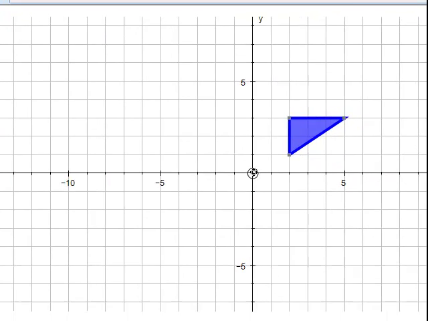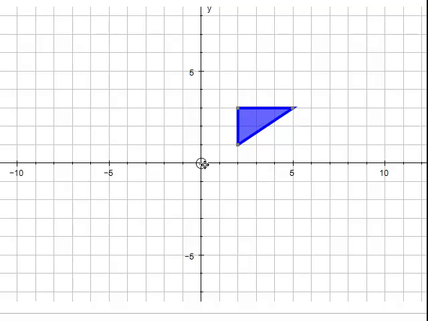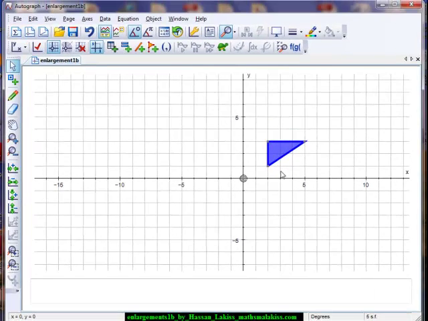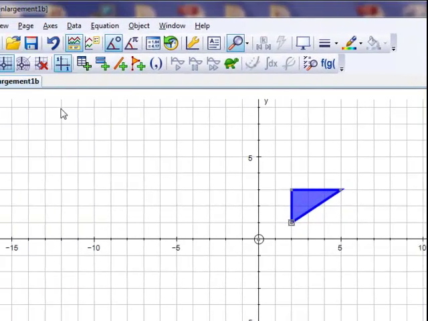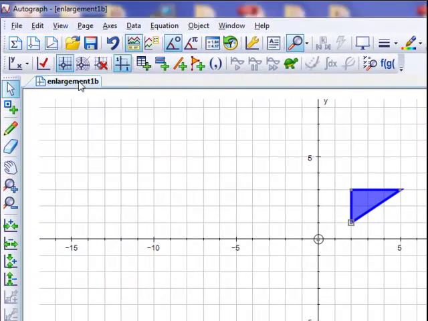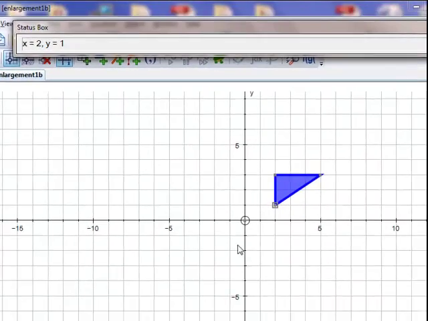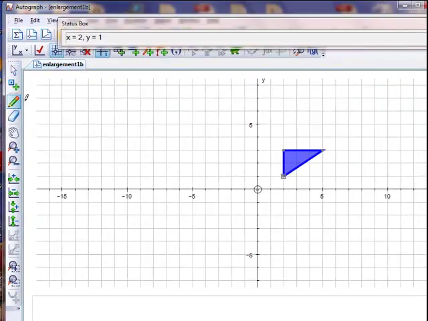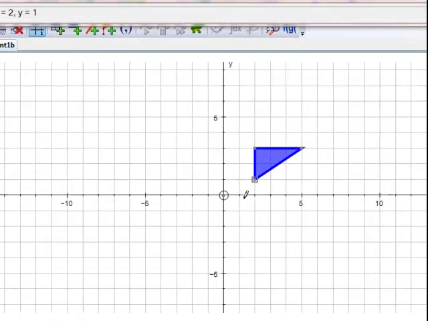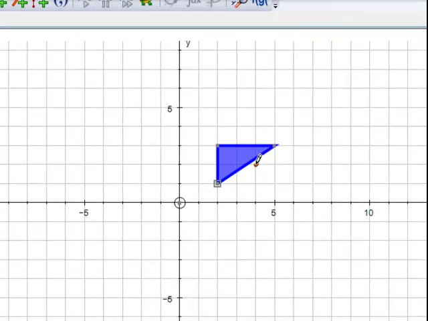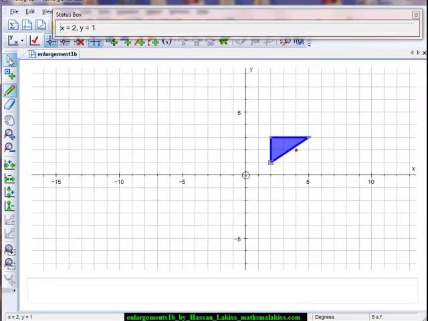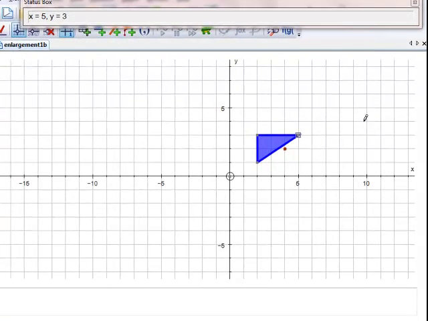Now, I'm told to enlarge this triangle, scale factor 2, using the origin as the center. When the origin is the center, it's quite easy to do. All you do is look at the coordinates of this point. It's 2, 1. If you double that, what do you get? 4, 2. So the image would be here for that point. This second point is 5, 3. Double that, what do you get? 10, 6.